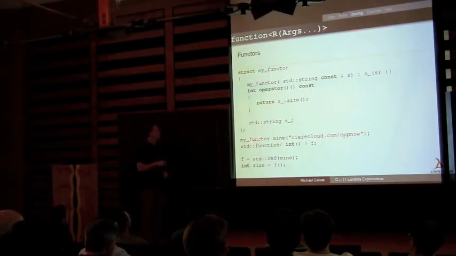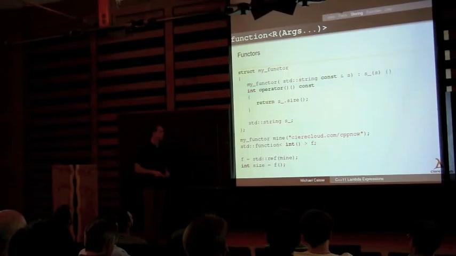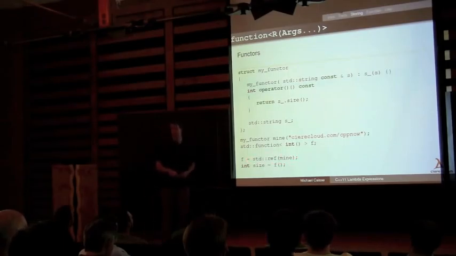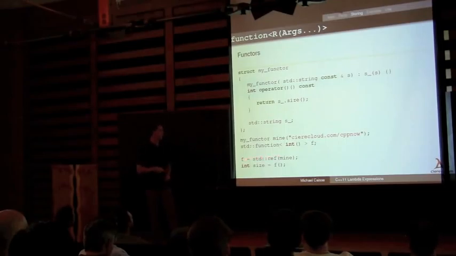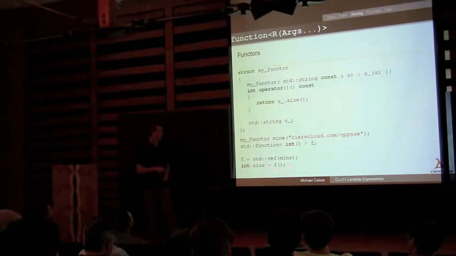So I have my functor, here's my functor. Again, same signature for our std::function. And here I'm going to assign it by reference to f. Not going to make a copy. And then I'm just going to call f as if it's just some plain normal function.